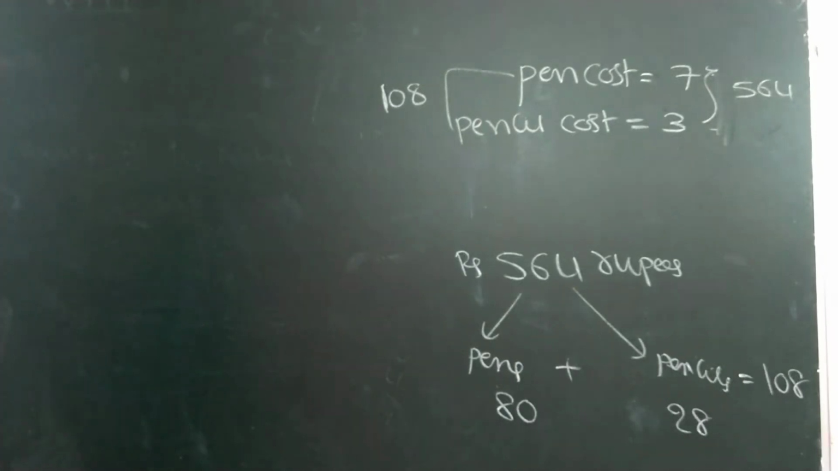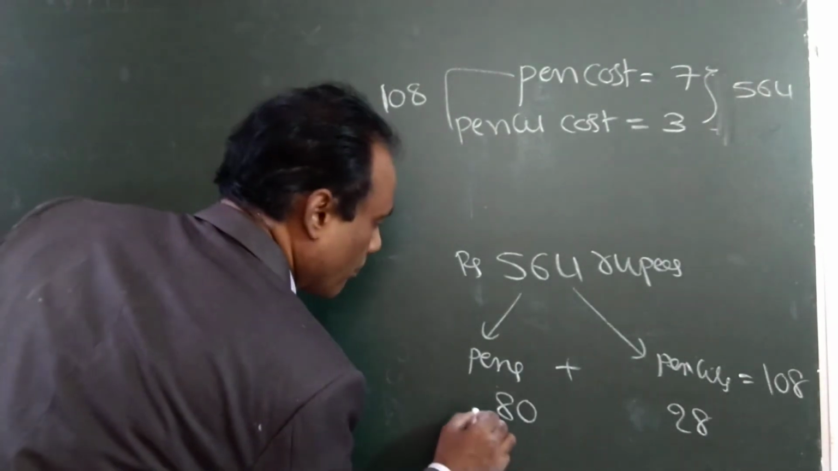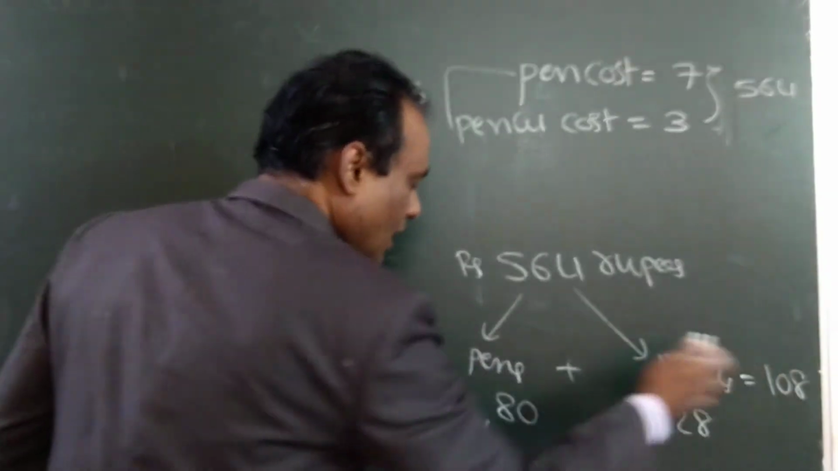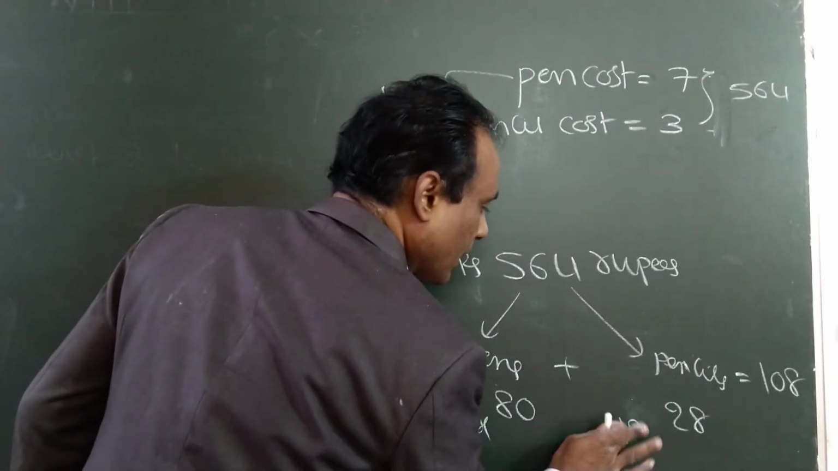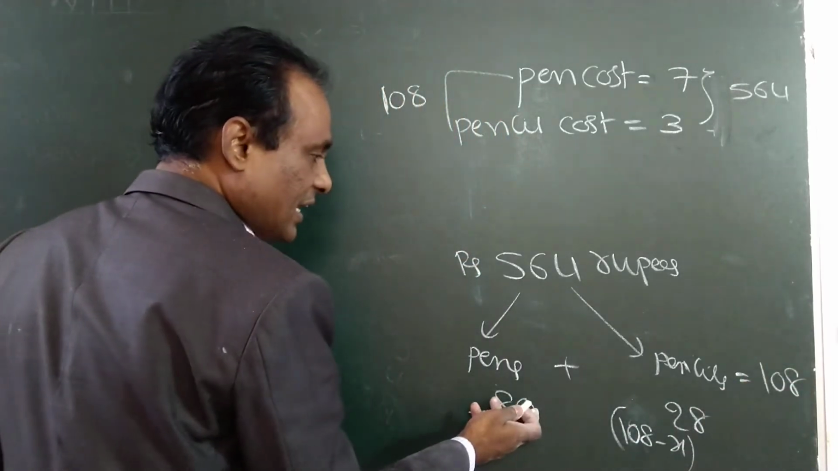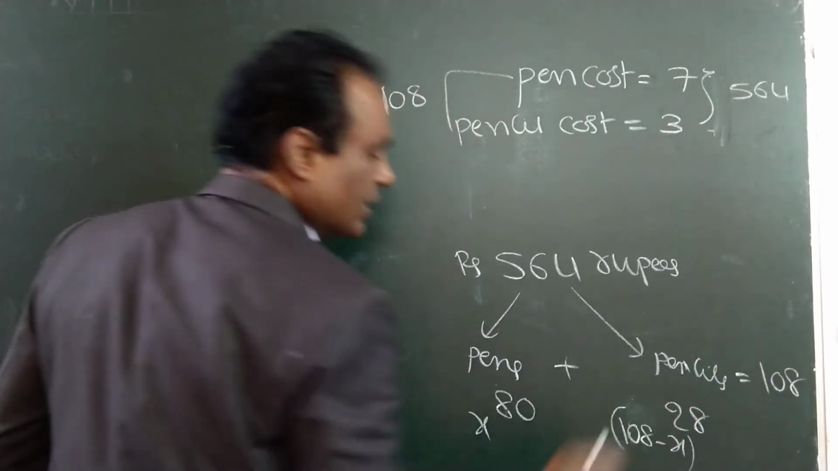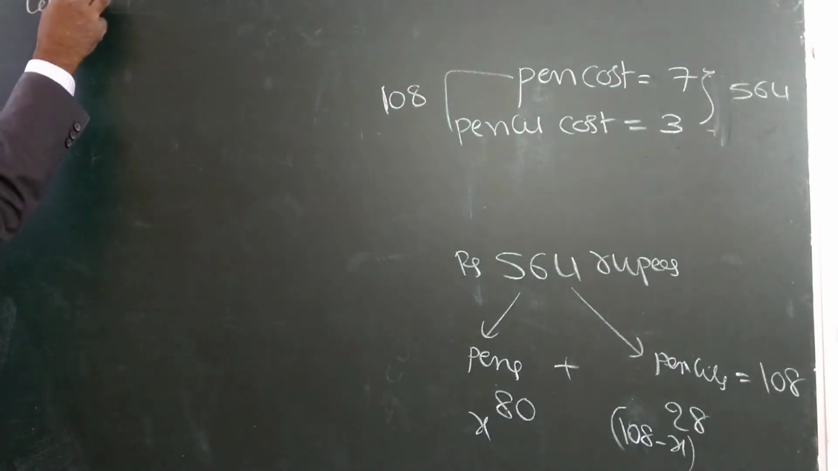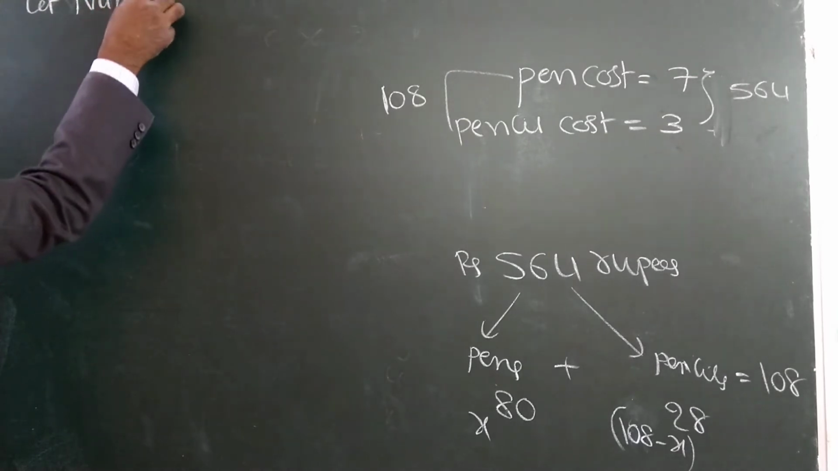See here. Let the number of pens be x. Then pencils will be 108 minus x because the total should be 108. So if it is 80, 108 minus 80 is 28, like this. So write down, start.